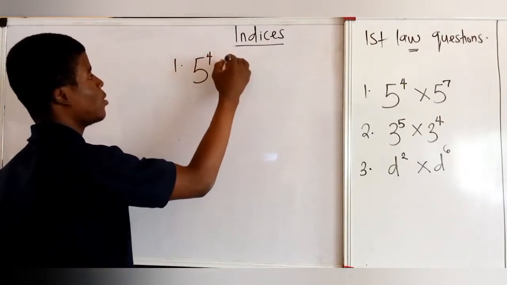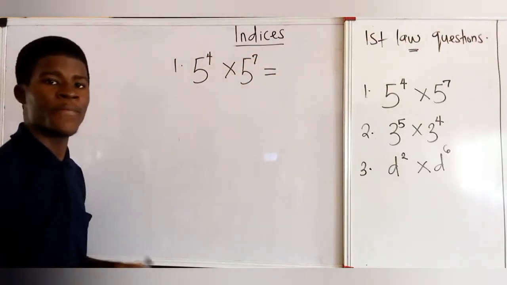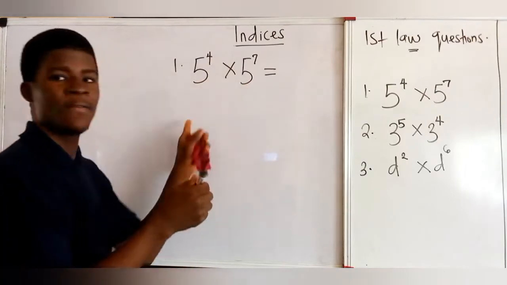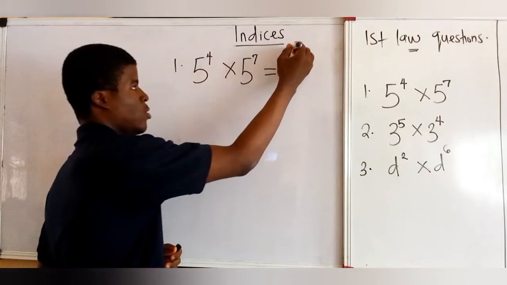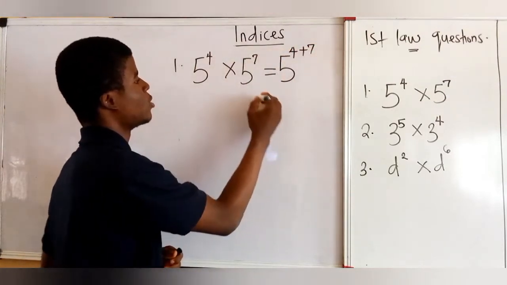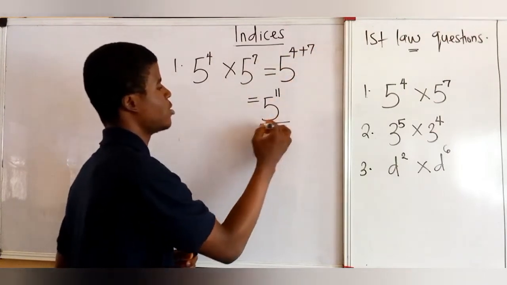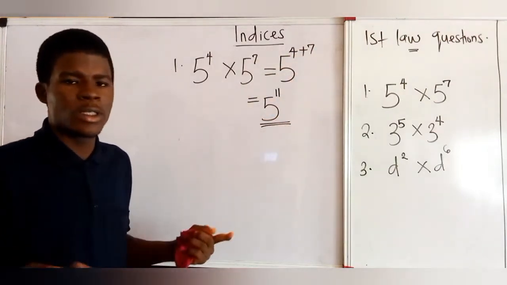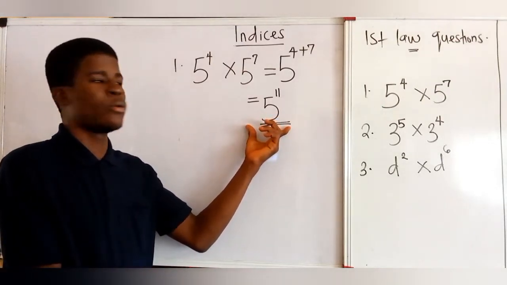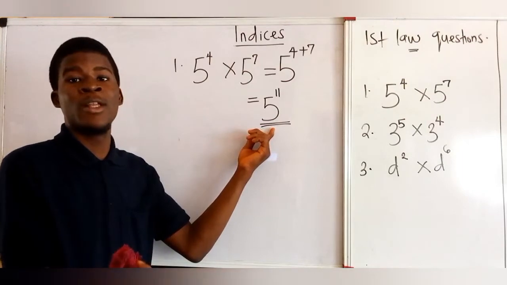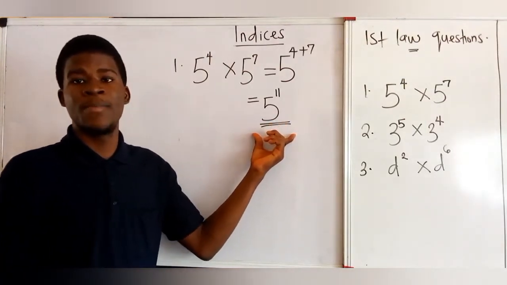5 raised to the power of 4 times 5 to the power of 7 is simply equal to, what do you observe? The bases are the same, 5, 5. So I'll pick 1. Then the powers are 4 and 7, so I'll add 4 plus 7. This gives us 5 to the power of 11. So this is the answer. I can also decide to simplify this by looking for the product of 5 times 5 times 5 into 11 places. The answer is still correct. But if I decide to leave it in index form, I think it's better that way.